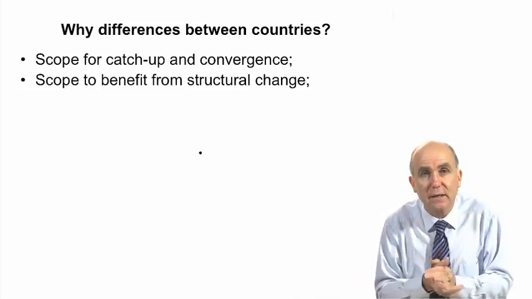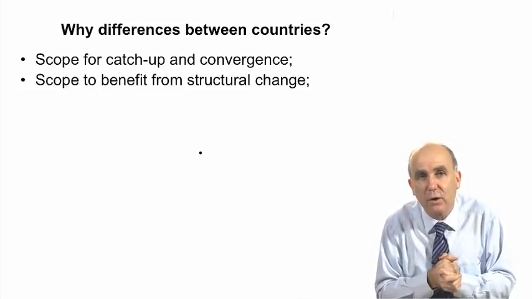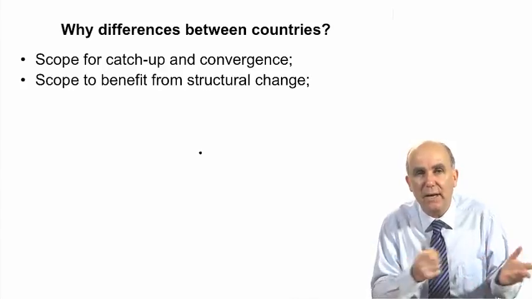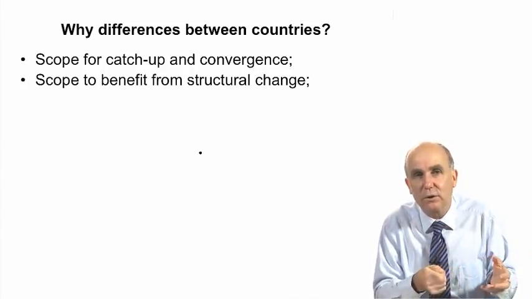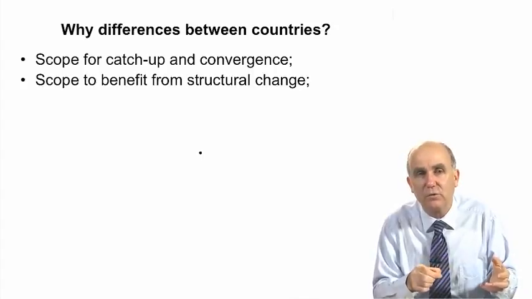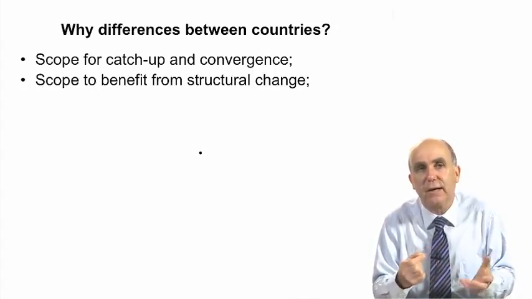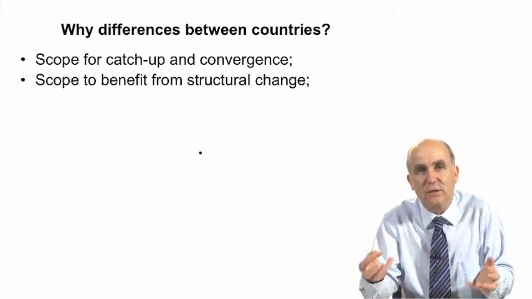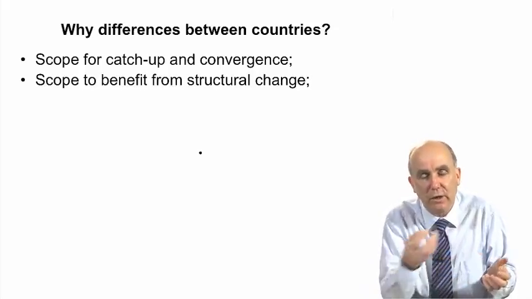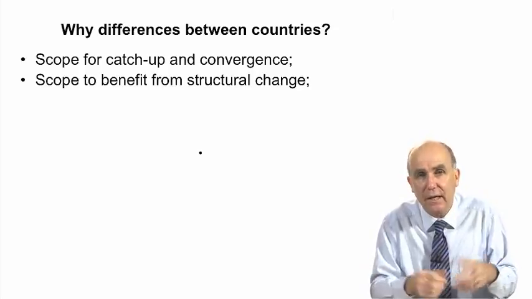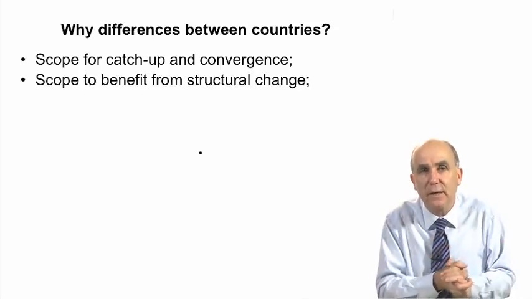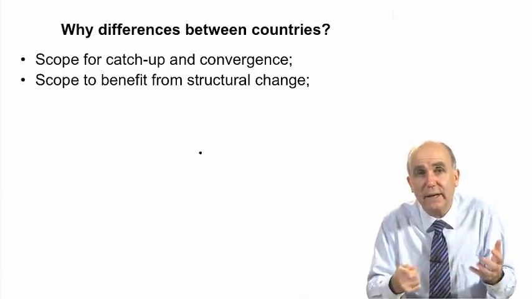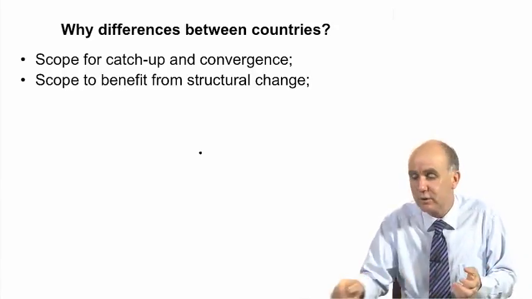Another factor is that countries in Europe came out of World War II with different scope to benefit from structural change. Whereas in the United Kingdom after World War II, there was a very low proportion of workers still in agriculture, so the United Kingdom had virtually zero scope to increase its rate of economic growth by transferring workers from agriculture to industry. In other economies like France and Italy, there was still substantial scope to grow in that way. So that's a second factor that explains why countries grew at different rates.